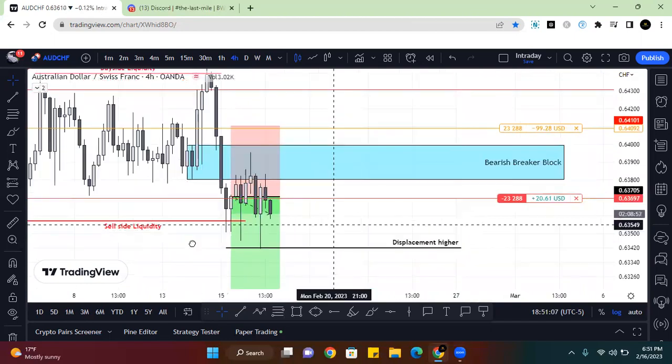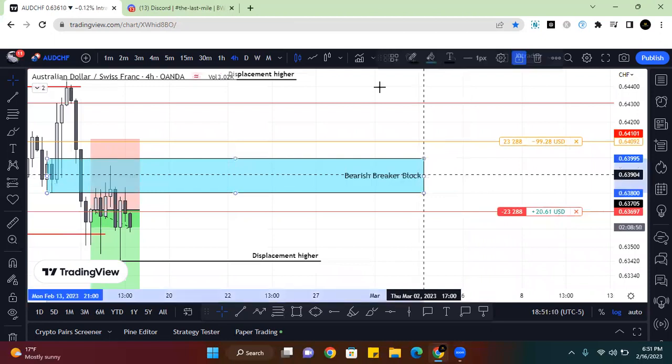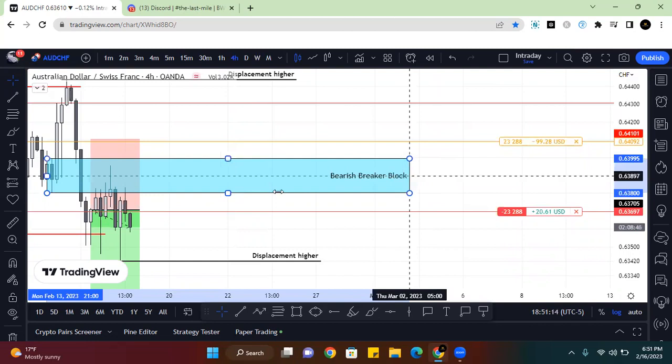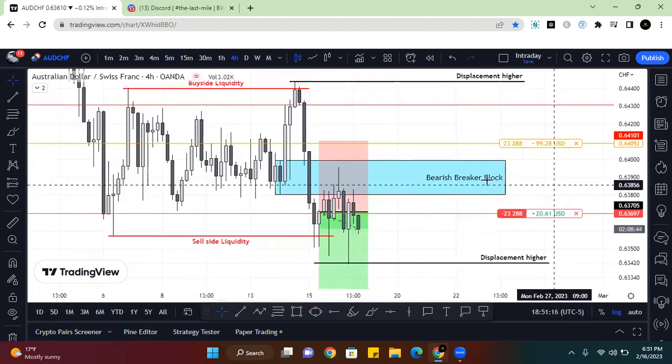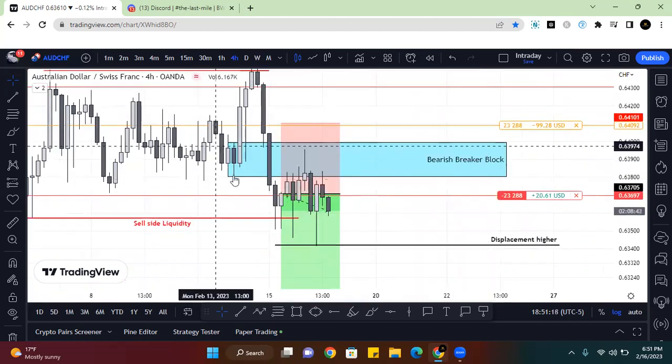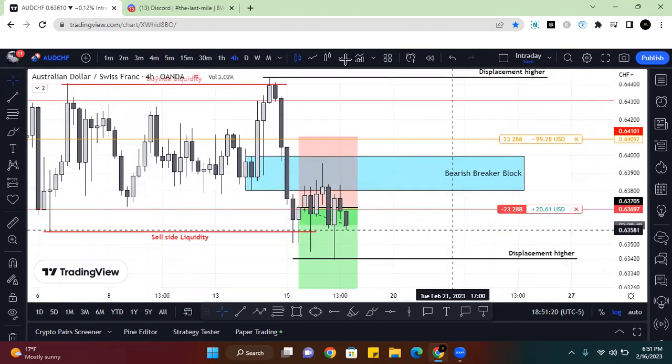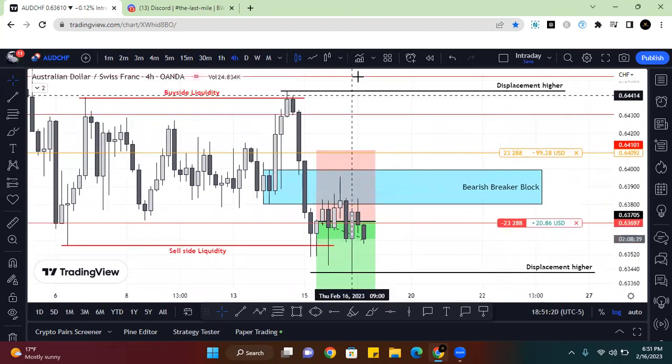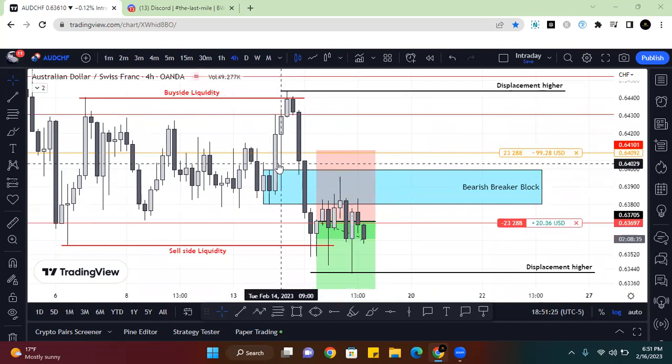But what do you notice here, right? I have what's called a bearish breaker block marked up, and it did respect that perfectly. It respected the area that I marked up perfectly. So this is the idea behind bearish breaker blocks, and they go in perfect confluence with the rest of the setup.